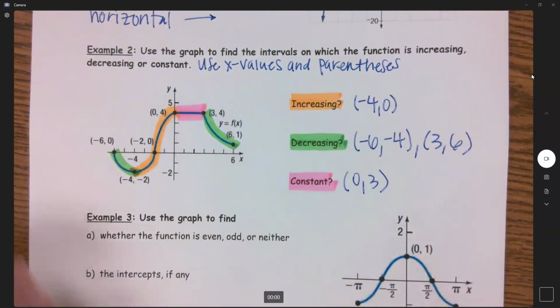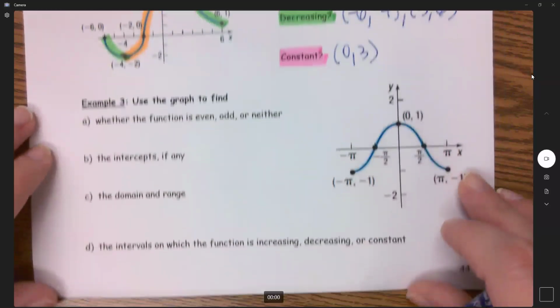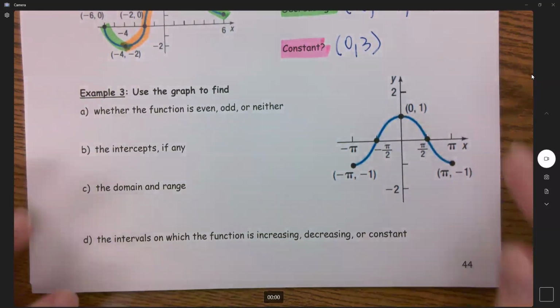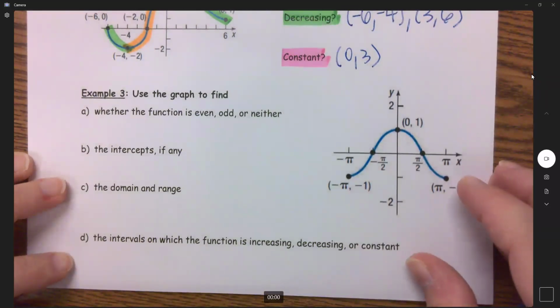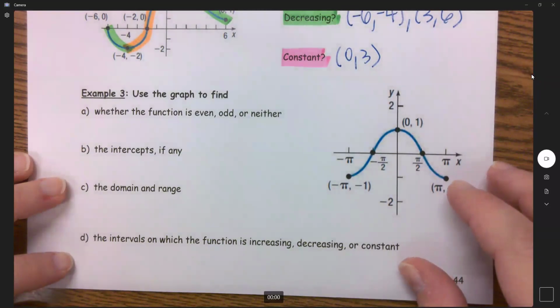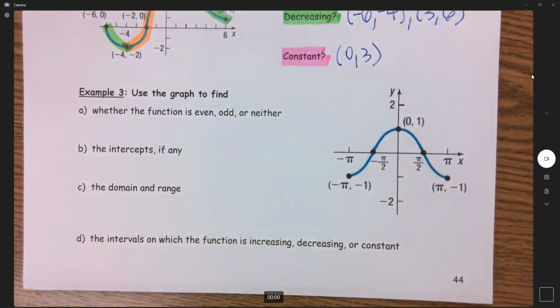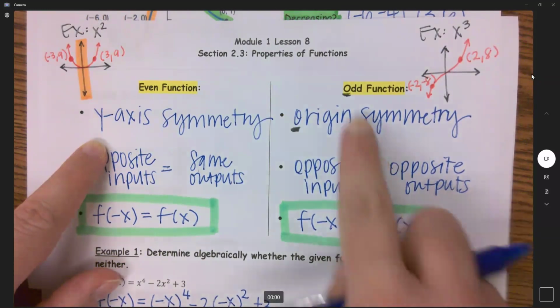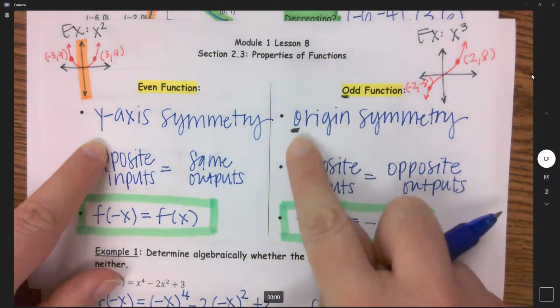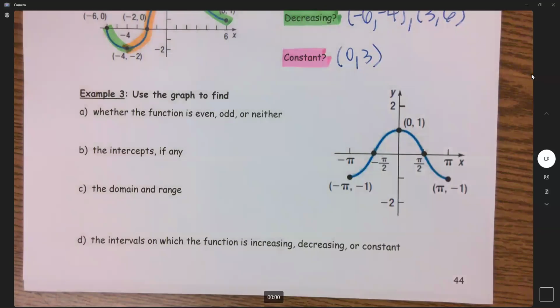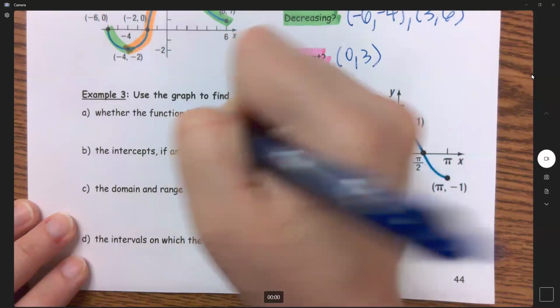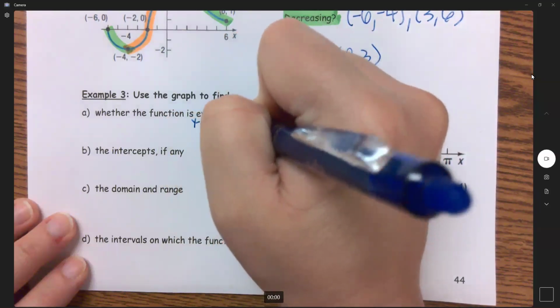Okay, so let's put that first page and this together on example 3. Use the graph to find whether the function is even, odd, or neither. From that first page here, we said that even functions have y-axis symmetry, while odd has origin symmetry. I'm going to write under here, this is y-axis, and this one here is origin.